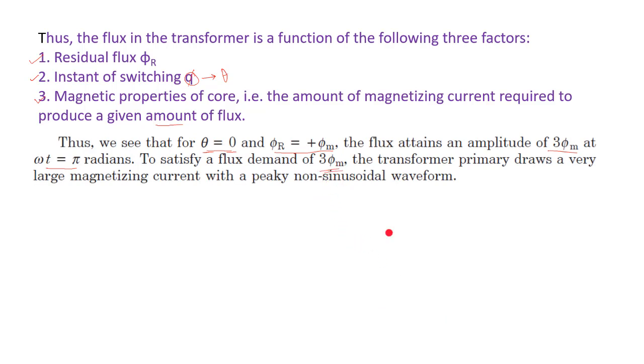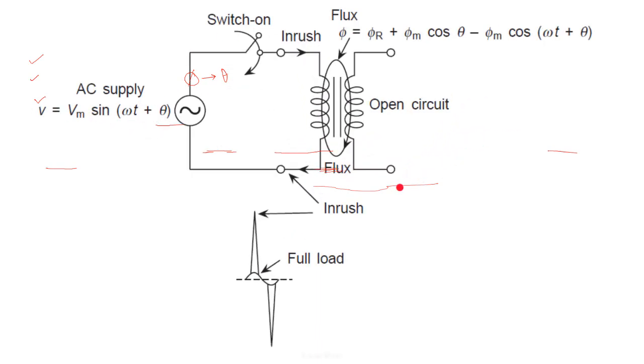So, the transformer primary draws a very large magnetizing current with a peaky non-sinusoidal waveform. Under this condition, as the flux becomes very high, in order to provide that flux your magnetizing current will be very high. So, the transformer draws a very large magnetizing current. Why is it so? You can see here the large magnetizing current is not sinusoidal, it is peaky in nature, with a very high peak.